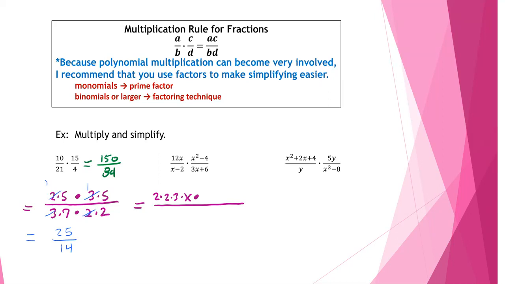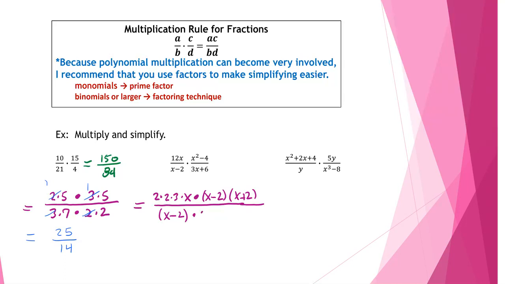X squared minus 4 is a difference of two squares, so I'm going to factor that using my difference of two squares factoring technique. X squared is x times x. You square 2 to get 4, and remember there's a minus and a plus on that, so that's the top part. In the bottom, x minus 2 does not factor apart, but it is going to multiply with whatever happens with 3x plus 6.